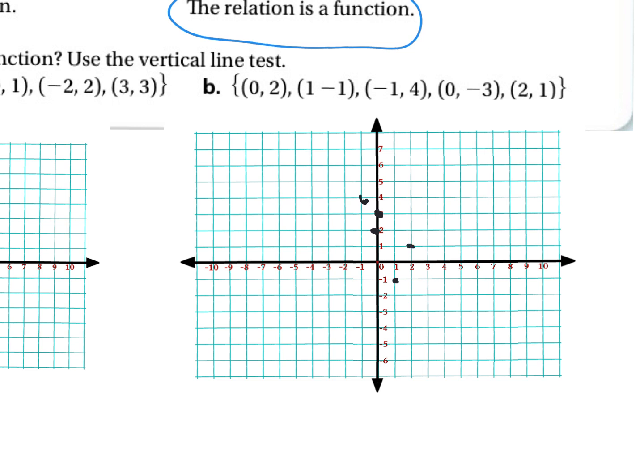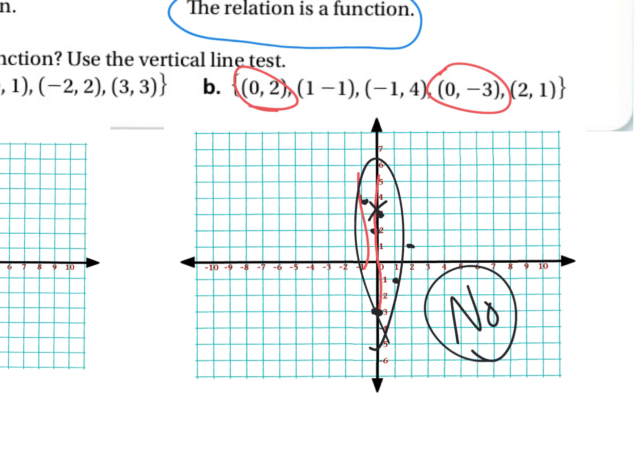okay, and if we draw vertical lines, we can see here there's a problem. We've got 0, 2 and 0, negative 3. Oh, I graphed that one wrong, sorry. That was 0, negative 3. I graphed 0, 3. Okay, anyway, that has 2 points on that y-axis, 2 points on that vertical line, so that is not a function.